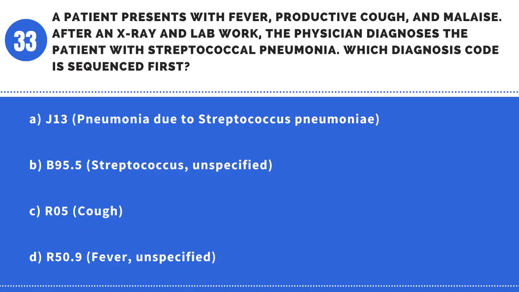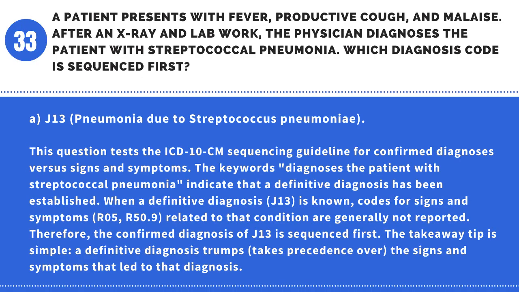Question 33. A patient presents with fever, productive cough, and malaise. After an X-ray and lab work, the physician diagnoses the patient with streptococcal pneumonia. Which diagnosis code is sequenced first? A. J13, pneumonia due to Streptococcus pneumoniae. B. B95.5, Streptococcus unspecified. C. R05, cough. D. R50.9, fever unspecified. Answer. A. J13, pneumonia due to Streptococcus pneumoniae.